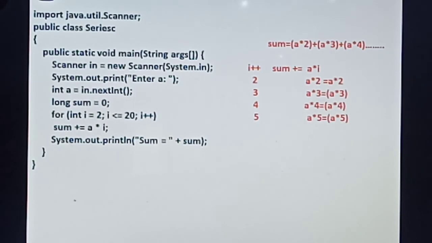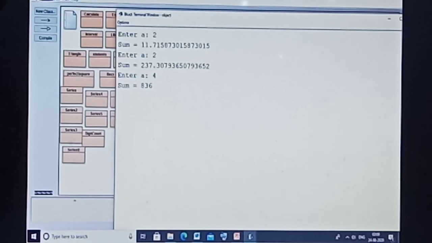Now we can see the output of these three series. In the first series, I entered a equal to 2, so we'll get the sum equal to 11.7158. In the second series, I entered a equal to 2, so we'll get the sum equal to 237. In the third series, I have entered a equal to 4, so the sum is equal to 836. So in this way you can do this series.